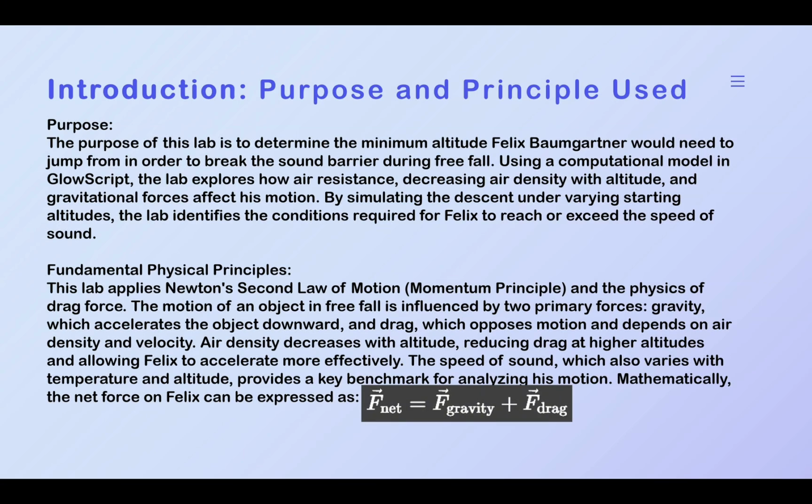This lab applies Newton's second law of motion and the physics of drag force. The motion of an object in freefall is influenced by two primary forces: gravity, which accelerates the object downward, and drag force, which opposes motion and depends on air density and velocity. Air density decreases with altitude, reducing drag force at higher altitudes and allowing Felix to accelerate more effectively. The speed of sound, which also varies with temperature and altitude, provides a key benchmark for analyzing his motion.